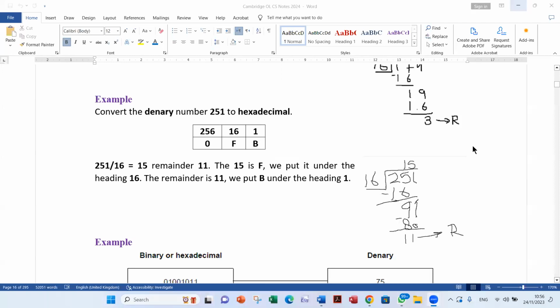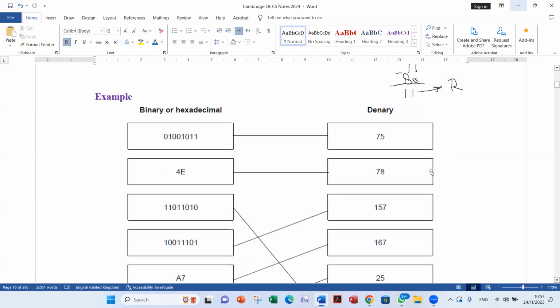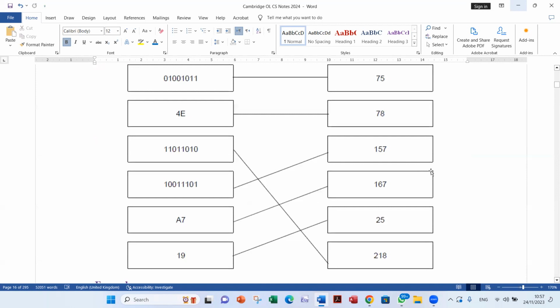So 251 divided by 16, the result of the division is 15, remainder 11. The 15 becomes F, the remainder 11 becomes B. So you have FB, and this is the representation of 251 in hexa. Okay, we have plenty of examples.